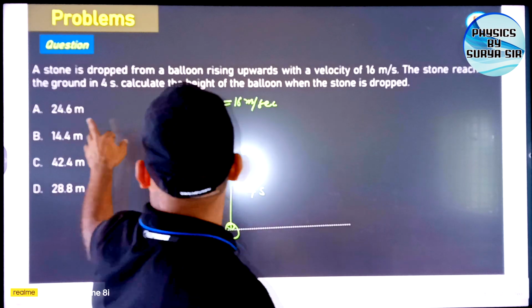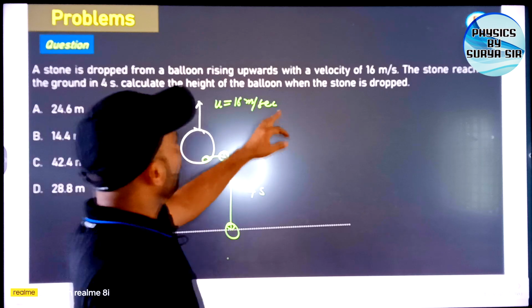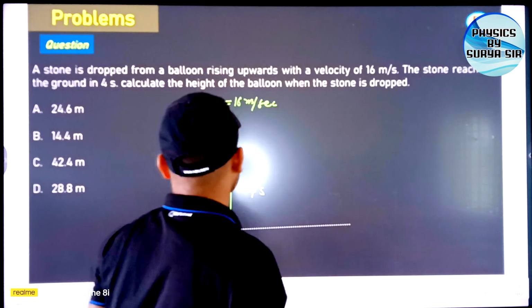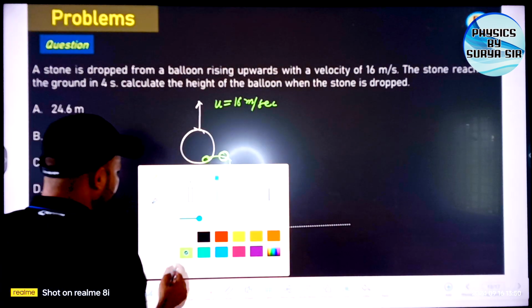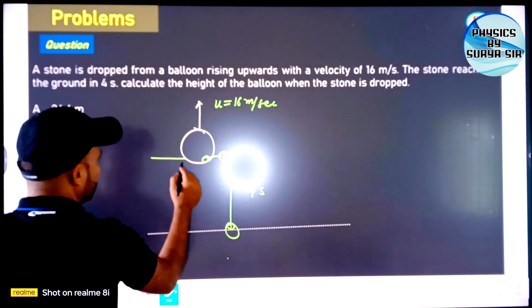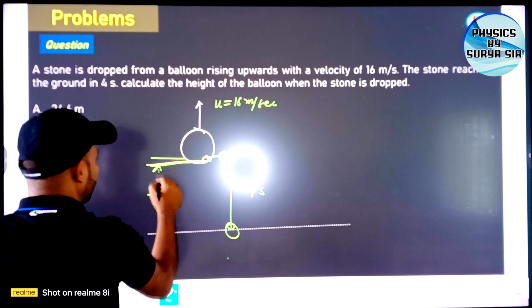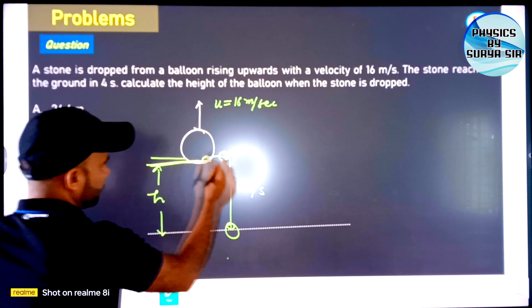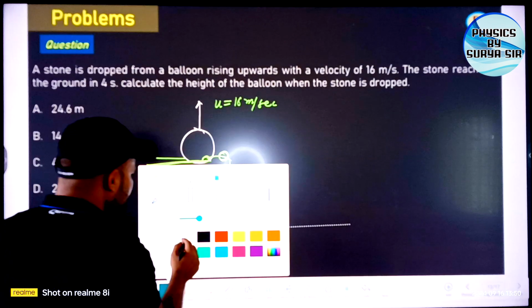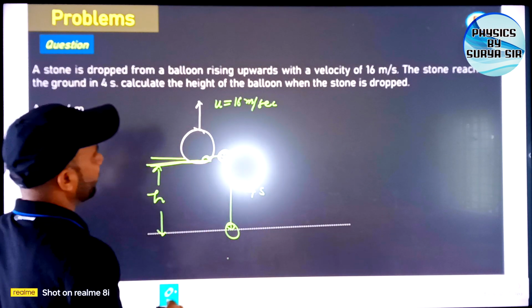The stone reaches the ground in 4 seconds. Calculate the height of the balloon when the stone is dropped. So we have to find the height. What is the height of the balloon? Suppose this is the height of the balloon from where the stone is released. Clear? So suppose we are releasing the stone here.